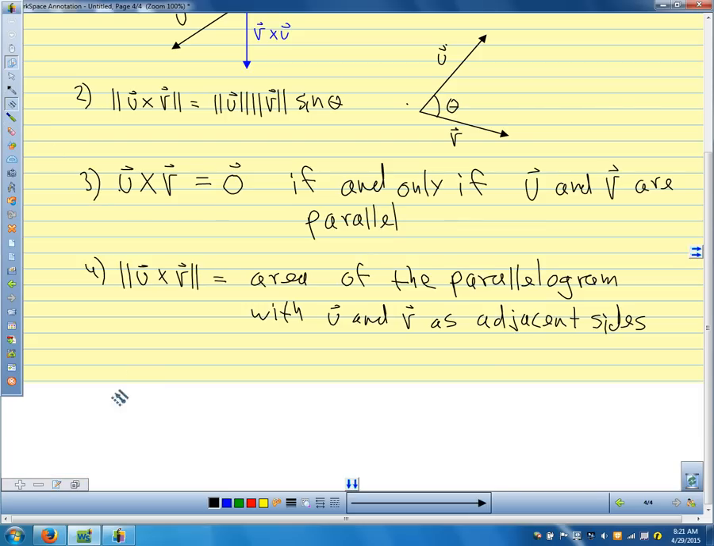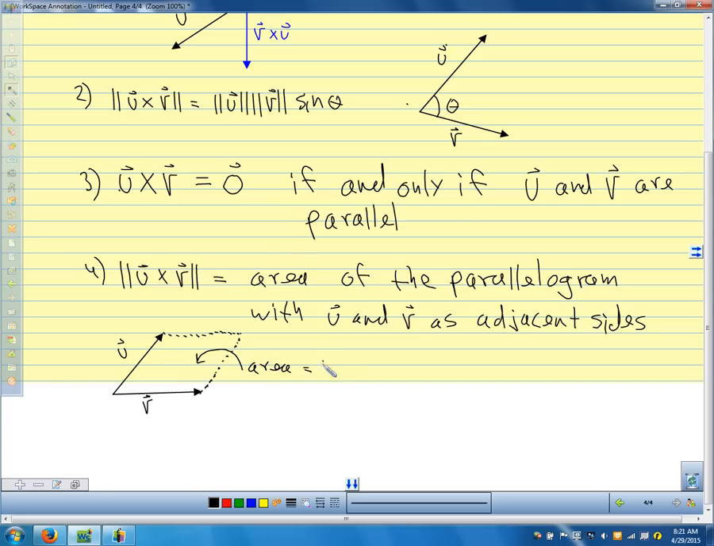So if we draw a picture here, if that's U and V, if we turn that into a little parallelogram, like so, there's my parallelogram with U and V as adjacent sides. The area here equals the magnitude of U cross V. This is another extremely important use of cross products. We use a cross product to find areas.